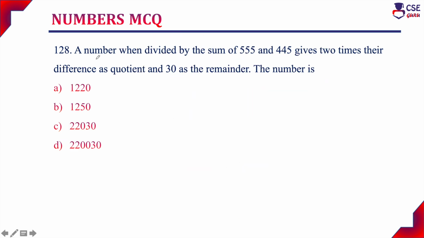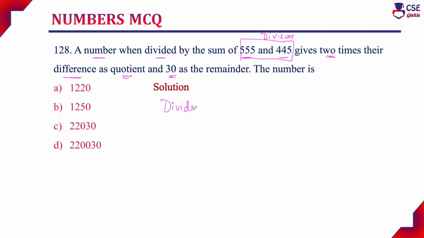Next, problem number 128. A number when divided by the sum of 555 and 445, which is the divisor, gives 2 times their difference as quotient and 30 as remainder. So we need to find the difference between these two numbers, multiply it by 2 to get the quotient, and use the remainder given. The same formula we need to implement.